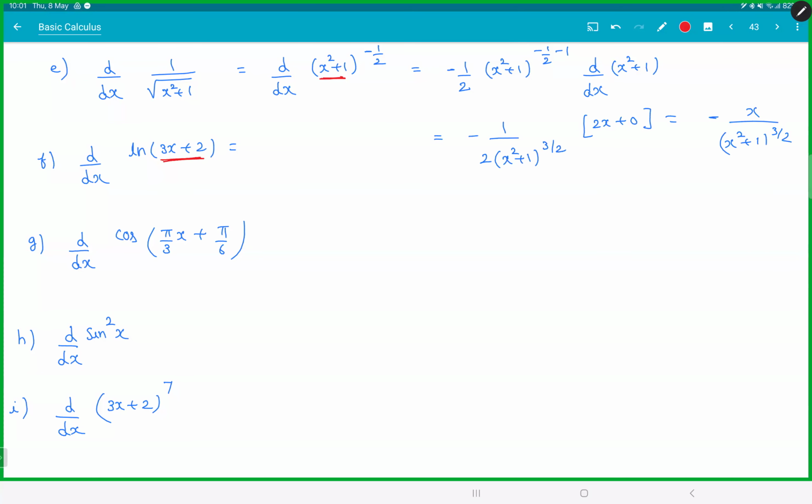This is ln of something. The differential of ln x is 1 by 3x plus 2. Then whatever is inside you have to differentiate. The differential of 3x is 3 and of 2 will be 0.